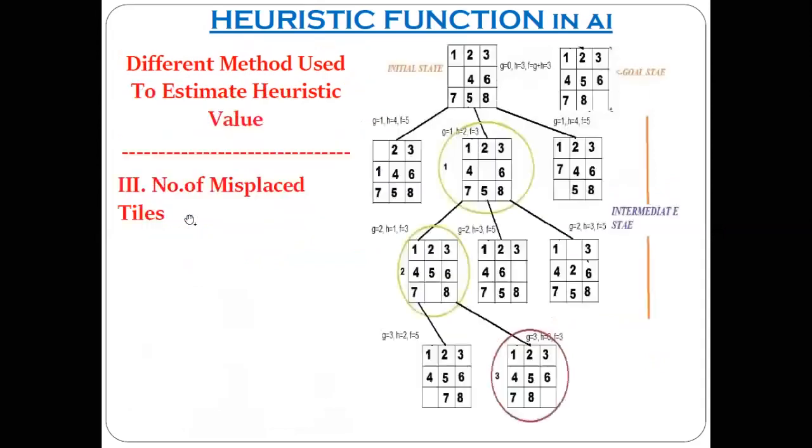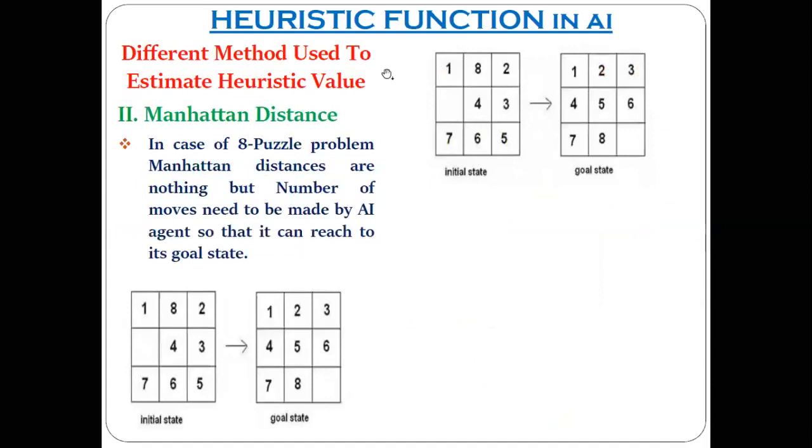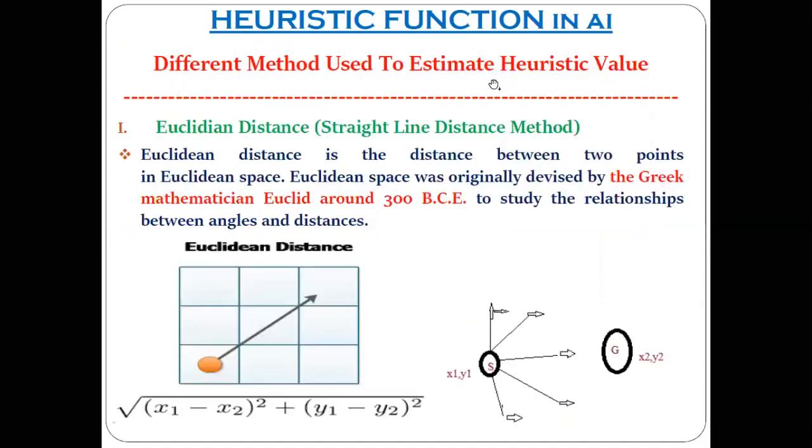That same method is also referred to by another name, that is the number of misplaced tiles, which we discussed last time, correct? Yes, sir. So Manhattan distance or the number of misplaced tiles is our second method that is utilized to estimate the heuristic value, which you have already discussed in this example, correct or not? So these are the two methods utilized in case of informed search technique to evaluate the heuristic value.